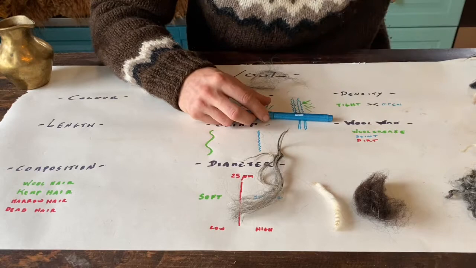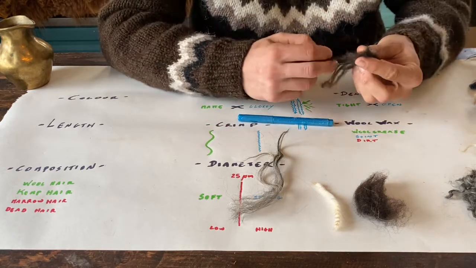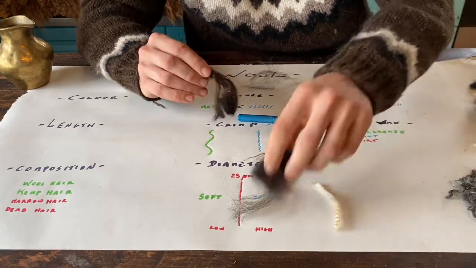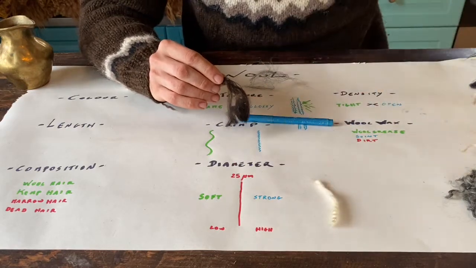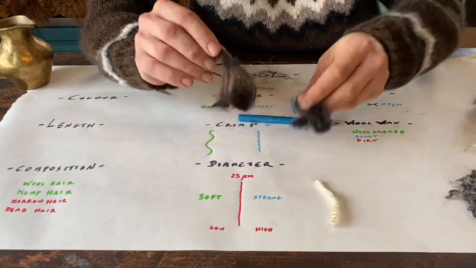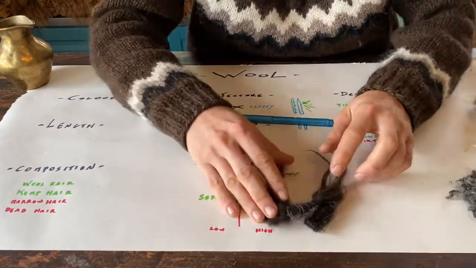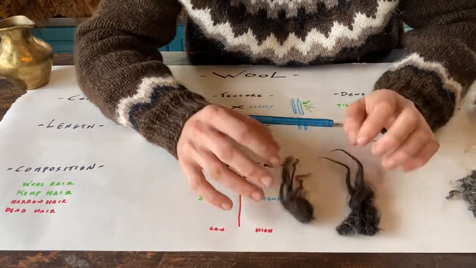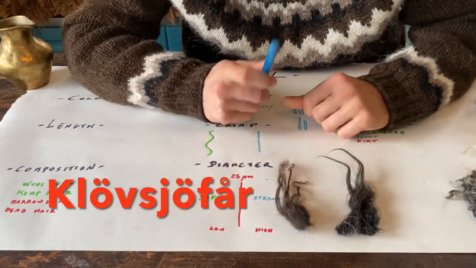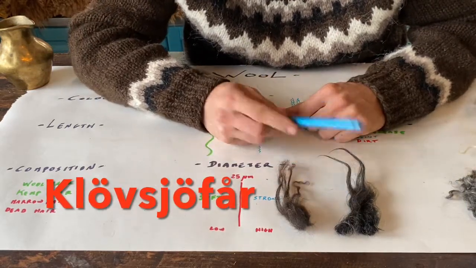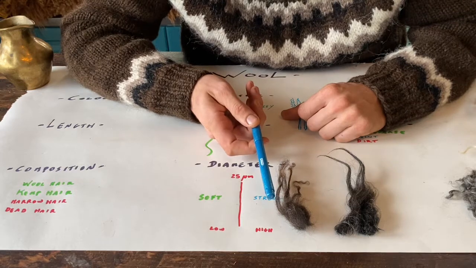And it is an issue for old breeds such as the Gammalnorsk, or for something that I can show you right now, which is a Swedish breed. This is a Swedish heritage breed that's called a Klövsjöfår. Don't try to pronounce it at home. And these are two samples, one from an adult individual and one from the lamb coming from the same individual.